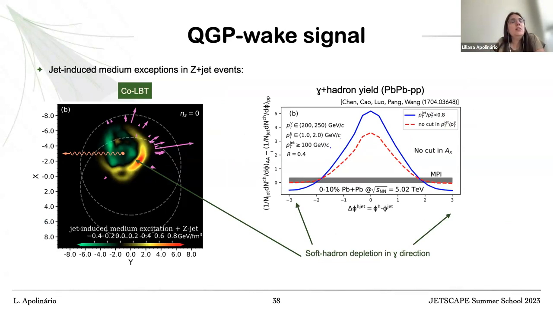And this was proposed using some sort of Monte Carlo model, in this case the coupled LBT model, in which they look for Z plus jet events. So you have the jet, you have the Z, the jet going the other way in the opposite direction. And what the jet does is actually induce a negative wake on the away side. So this is what they saw as the soft hadron depletion in the photon or Z boson direction. They checked this on Z plus jet and also on photon plus hadron.